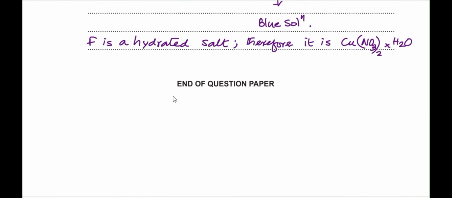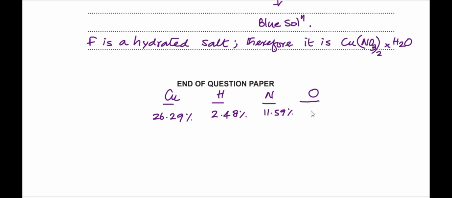Now let's put the percentage composition of copper, hydrogen, nitrogen and oxygen here. From the question I am writing 26.29%, 2.48%, nitrogen was 11.59% and oxygen was 59.63%. These are all percentage composition by mass.